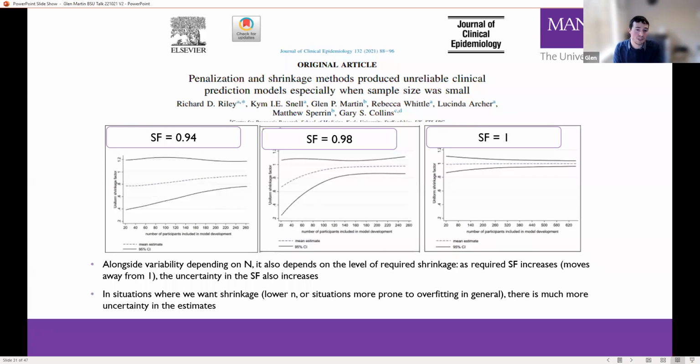And what we can see from this figure is that the variability in the shrinkage factor, represented by the bars on each panel here, increased both as a function of n, the sample size, but also as the required shrinkage increased. Again, the exact opposite of what you ideally want.